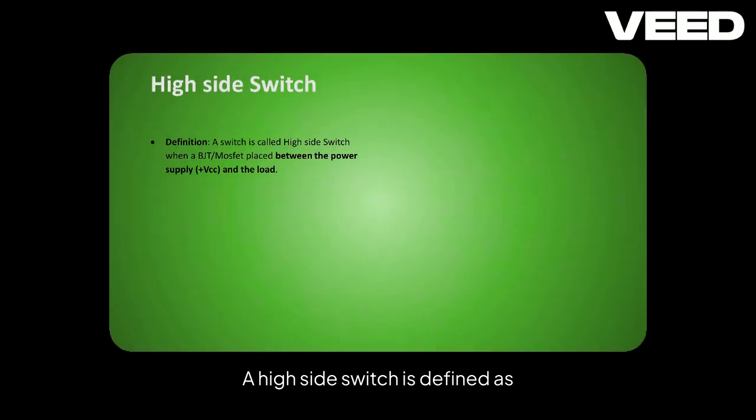A high-side switch is defined as a switch where a BJT or MOSFET is placed between the power supply, denoted as plus VCC, and the load. This configuration is crucial for controlling the power flow in various electronic applications.